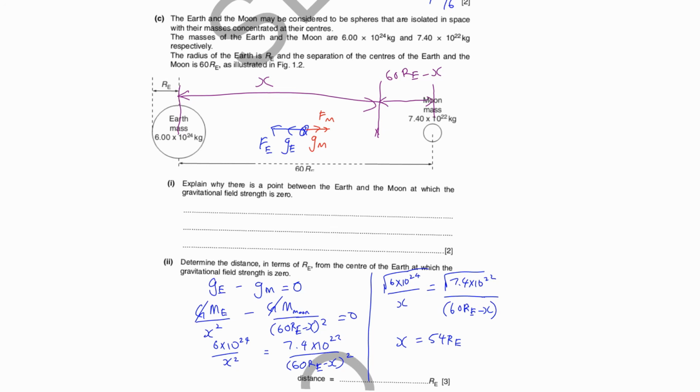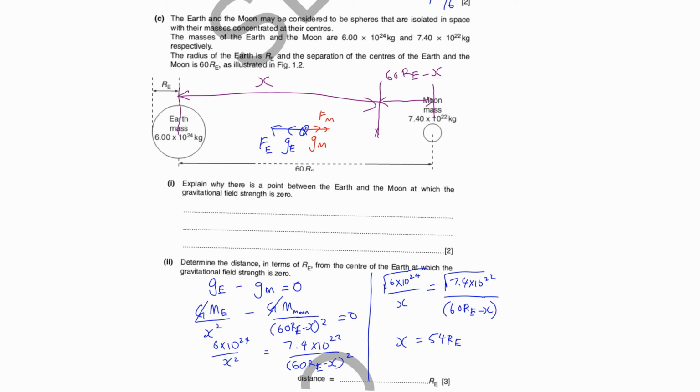Now, listen carefully. You can do something to make your calculation simple. Because it's equal to 0, we can cancel the G, right? After we cancel the G, we get this. Substitute the mass of the Earth and the mass of the Moon. Then you bring this over to the other side. So then it becomes equal. No need to put negative, right?